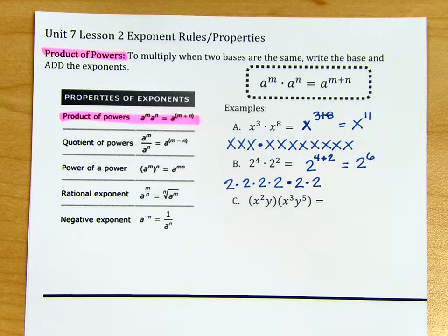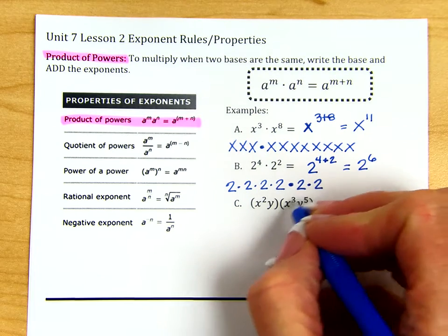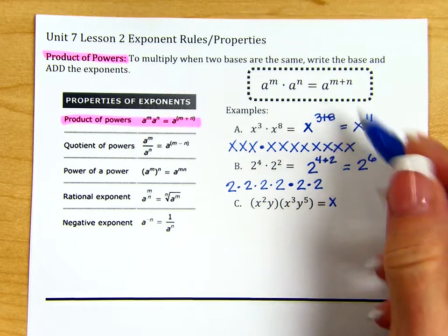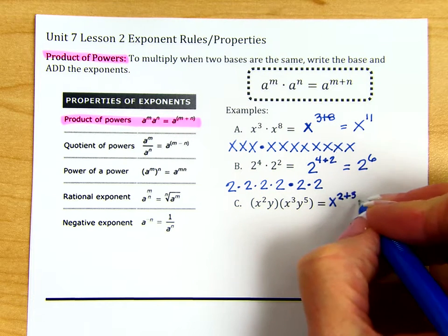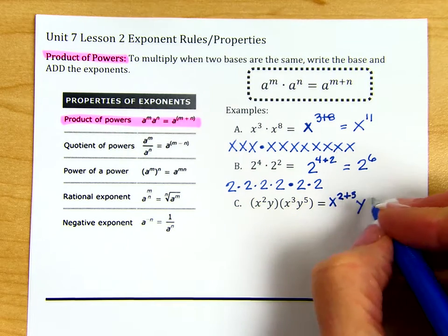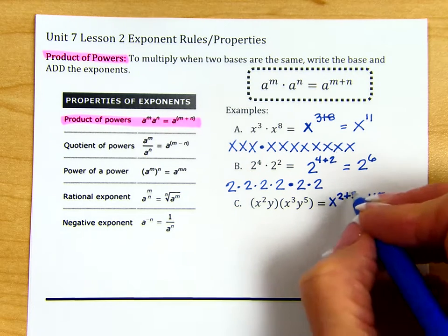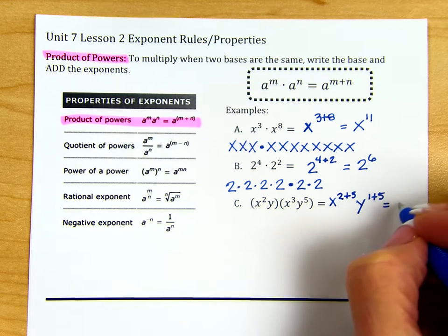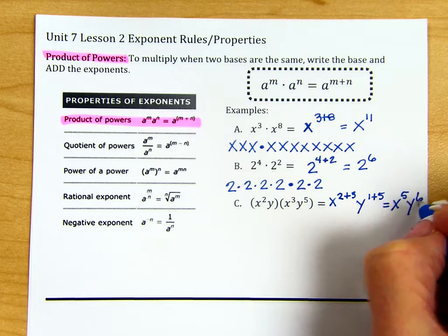In our next example, we have a whole lot more going on here. So we have like bases of x and x. This is x squared and x to the third. So applying the property, I would have x to the 2 plus 3, and then the other like base is y. Well, the exponent here is a 1, and the exponent here is a 5. So I'm going to add those together. I get x to the 2 plus 3, which is 5, y to the 1 plus 5, which is 6.